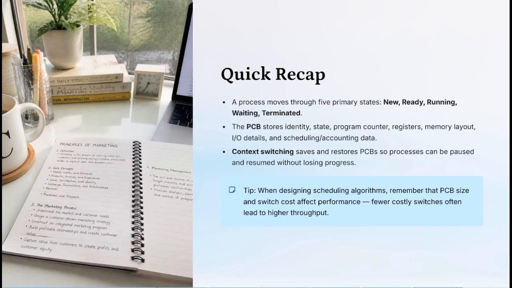So, let's recap what we learned today. A process moves through five states: new, ready, running, waiting, and terminated. The PCB is like an exam file for each process. It stores the process ID, state, program counter, registers, memory info, and IO status. And this information allows the OS to perform context switching, pausing one process and resuming another without losing any progress.